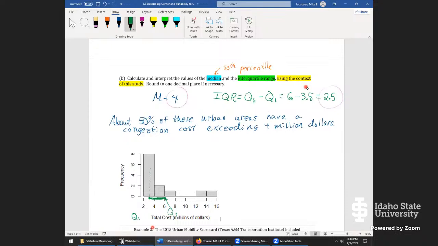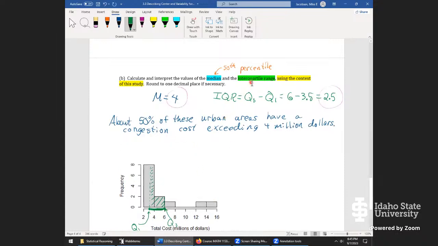We can also go up through the histogram. In the histogram, this region I'm shading is about 50% of the total area in the histogram. And when we go from Q1 to Q3, what we said before is we're capturing the central 50% of all the data in our data set. So rephrasing that and interpreting it in our context, for interquartile range using the context, we might say something like this.